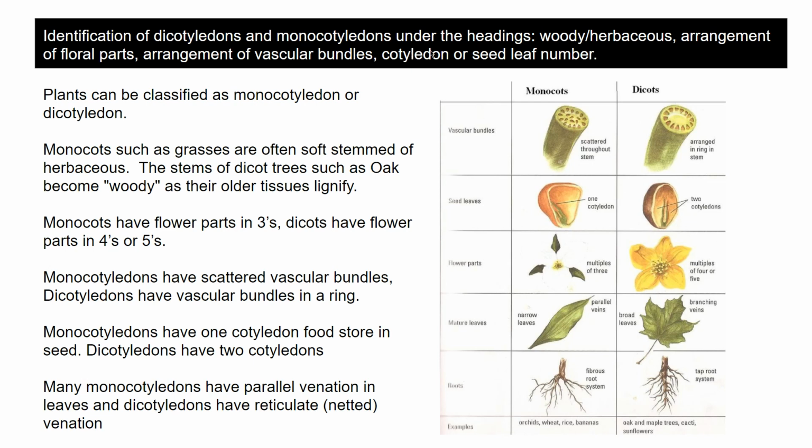Cotyledon, okay, a cotyledon is a food store inside the seed, and it can also develop into a leaf. The cotyledon can develop into a leaf. So if there are 2 seed leaves, it's a dicot plant. If there's 1, it's a monocot plant.